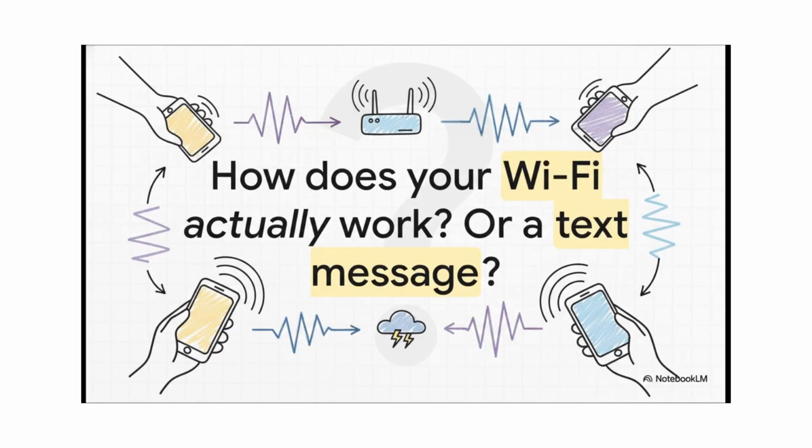I mean, have you ever really, truly stopped to think about it? You tap your screen, and a photo just appears on a friend's phone on the other side of the country. What is actually happening there? What is physically moving through the air to make that possible?